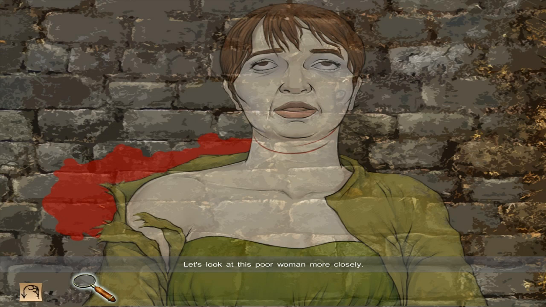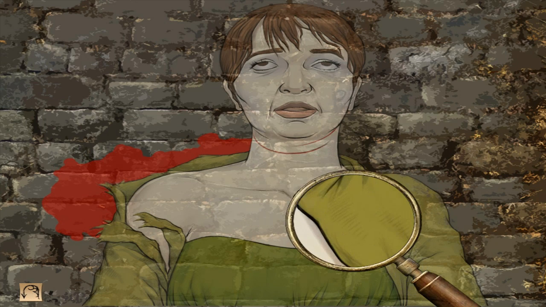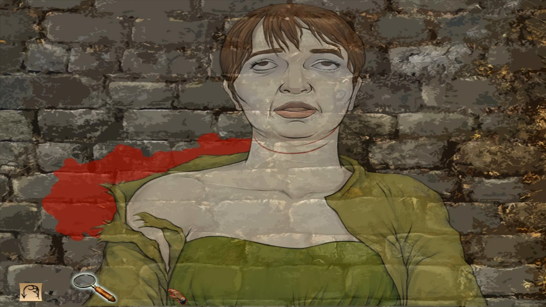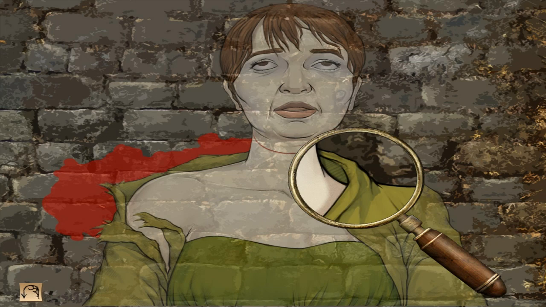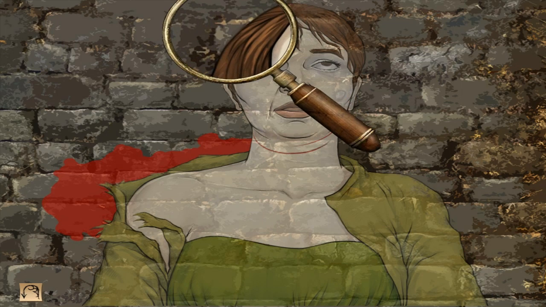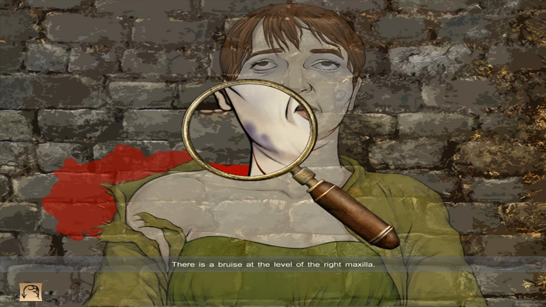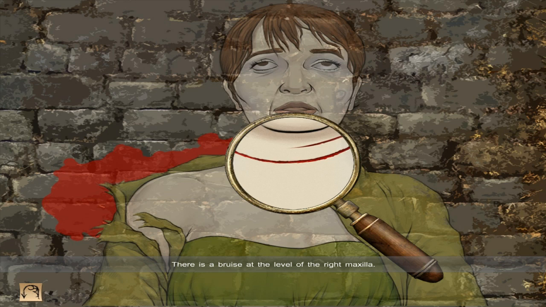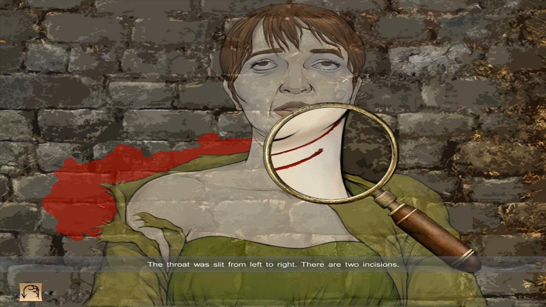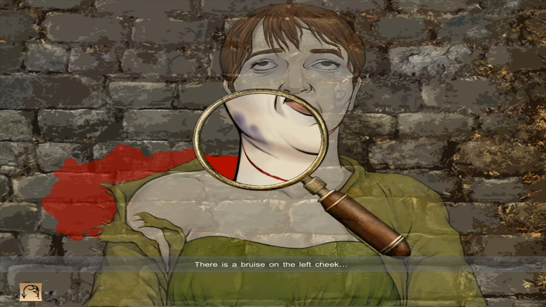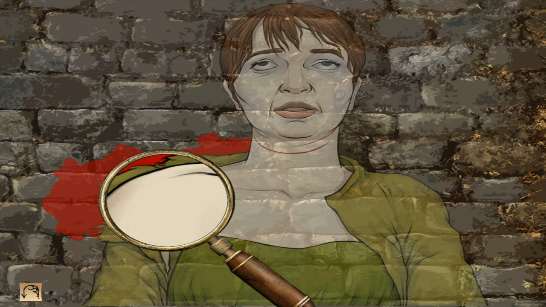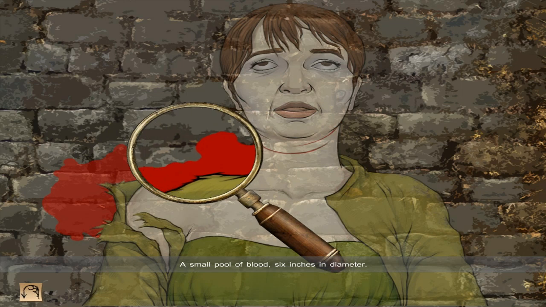Let's look at this poor woman more closely. The throat was slit from... The tongue is swollen. There is a bruise at the... The throat was slit from... There's a bruise on the left cheek. There's a bruise at the left... A small pool of blood.